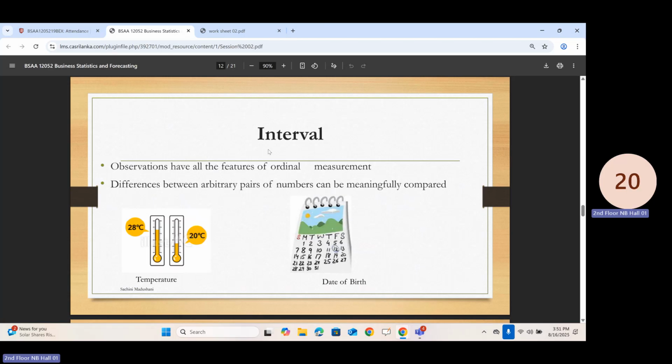Clear? Normally zero means nothing. Okay, then true zero means nothing. Absolute zero means nothing. But interval scale variables do not have a true zero, an absolute zero. Take the example of temperature. If the answer is zero, what does it mean? No temperature? It's wrong. There is a temperature level.